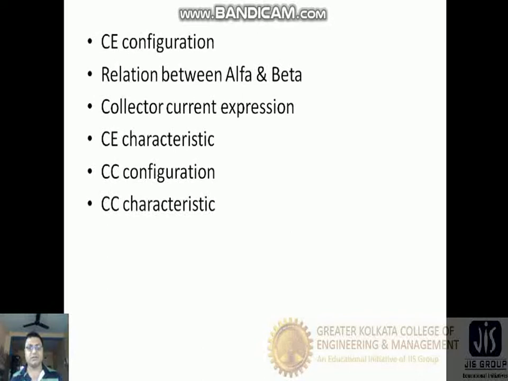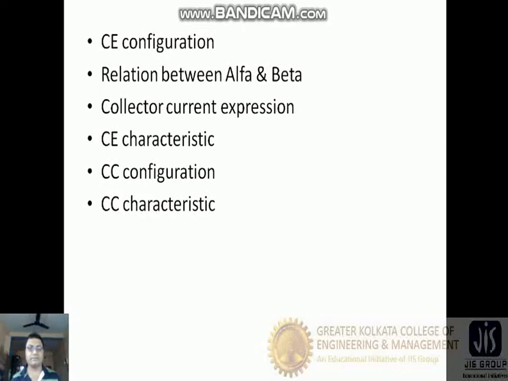Hello, welcome to another session of my video lecture. In this session, we are going to cover the following topics. First, the common emitter configuration. Then the relationship between alpha and beta, the gain of the transistors, different types of gain. Then the collector current expression. Then we discuss the common emitter characteristics, then the common collector configuration, then the common collector characteristics. So we're going to discuss these topics one by one.